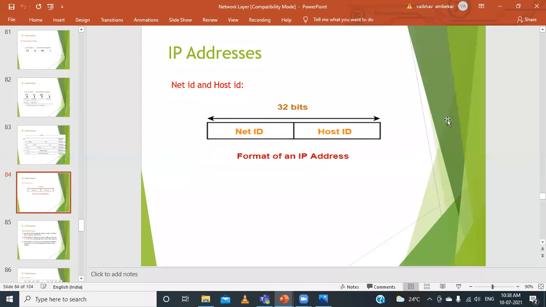That is, we have something called the net ID and host ID. I hope I had given the example. Can you recollect that example of hierarchy? When I want to send a letter, I will specify the hierarchy where I stay. I stay in India, then I belong to Karnataka, then Belgaum, near Tilakwadi, and so on. Similar to that, in the IP address in 32 bits, there are two things: the net ID and the host ID.